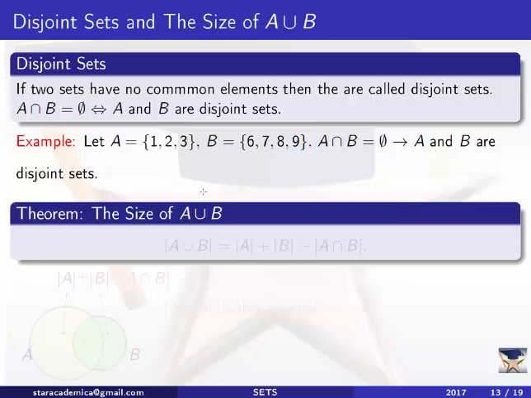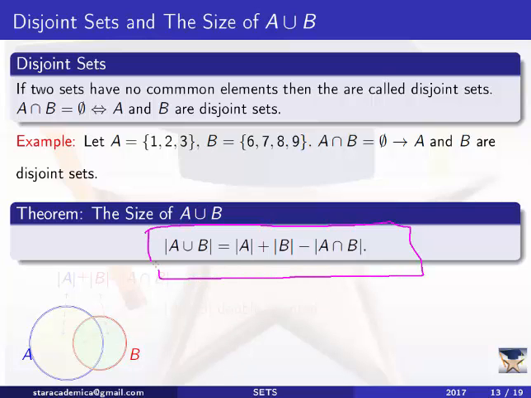Another important formula is about the size of A union B. So the size of A union B is the size of A plus the size of B minus the size of the intersection. Why is this the case? Let's look at these Venn diagrams. It should be clear from the picture.